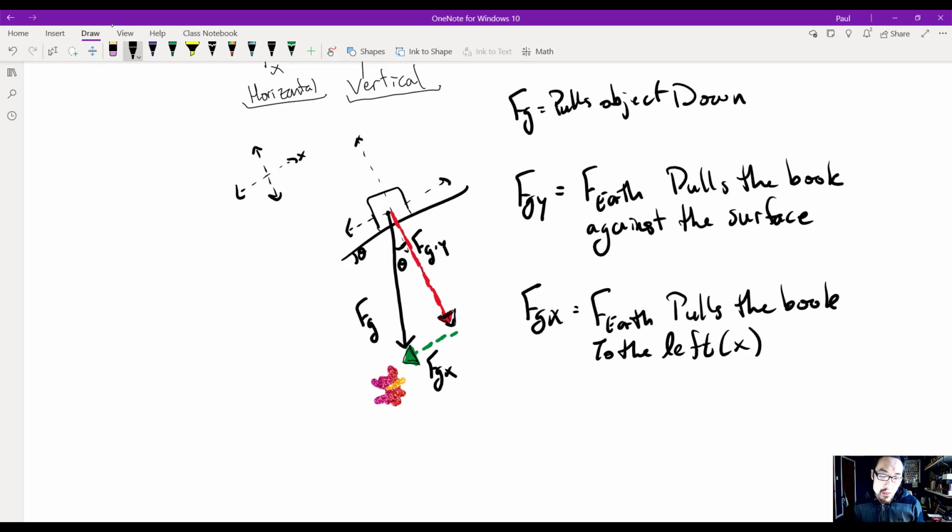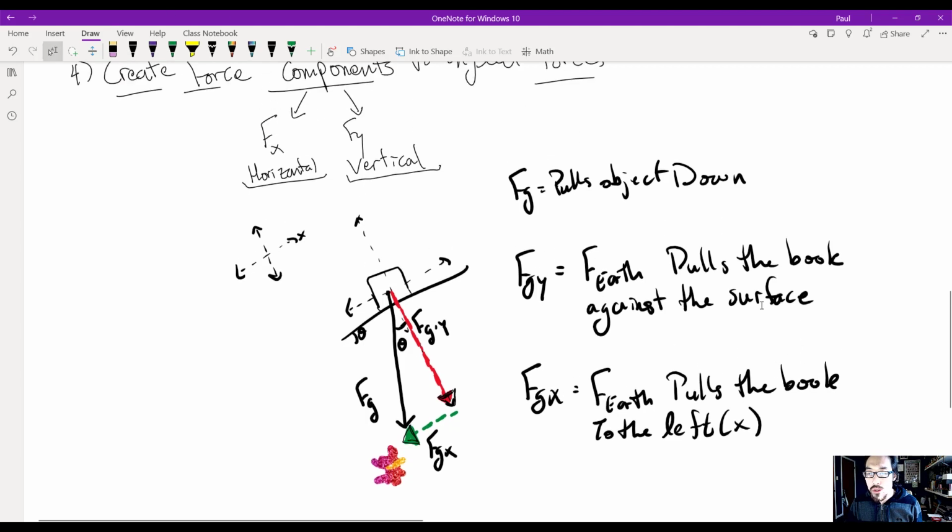And what I mean by a lot of students mess this up with the sign of the arrows is, when we get into the mathematical portion of it, the direction of the arrows is very important, because anything to the left is negative and anything down is also negative. All right, so that's what FGY and FGX mean.